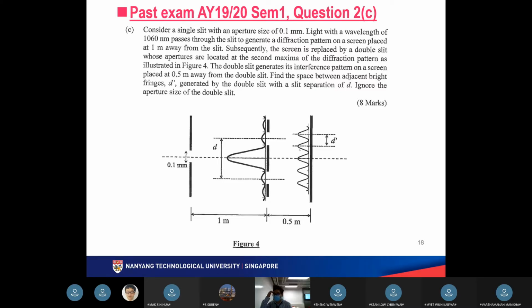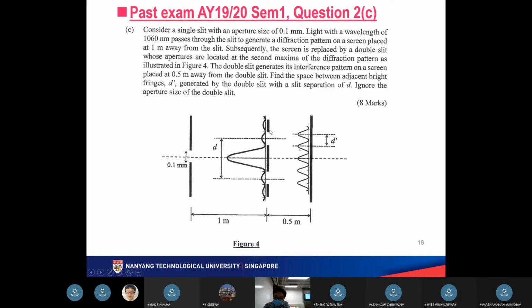What this question says is we have three screens located in this way. The first screen is a single slit with a width of 0.1 millimeter. When light passes through it, it will of course form a diffraction pattern on the second screen. The second screen is a double slit screen, with the distance from the center of one slit to the center of the other slit given.